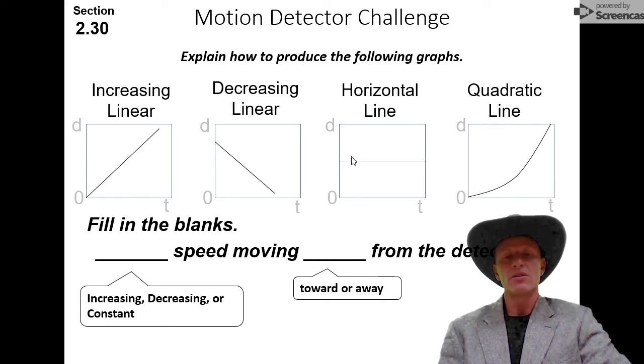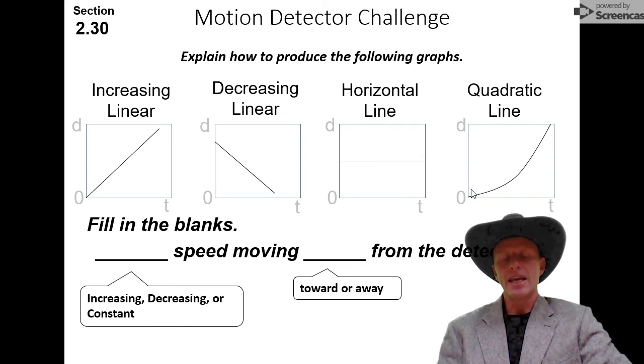Now this one here, let's look at this third one, a horizontal line. To produce that, let's say this number on the distance axis is 4 meters away. So if we are 4 meters away and we start collecting data, well, at 1 second, we want to be 4 meters away. At 2 seconds, we want to be 4 meters away. At 10 seconds, we want to be 4 meters away. If you just stand in front of it and don't move, you will produce a horizontal line, the same distance away from the detector. So this one's a little bit easier.